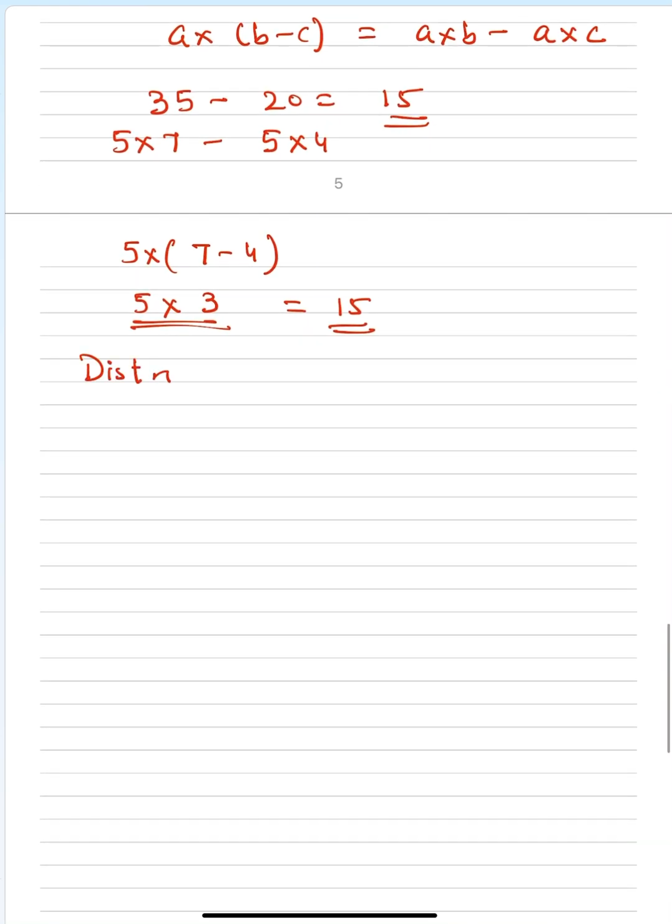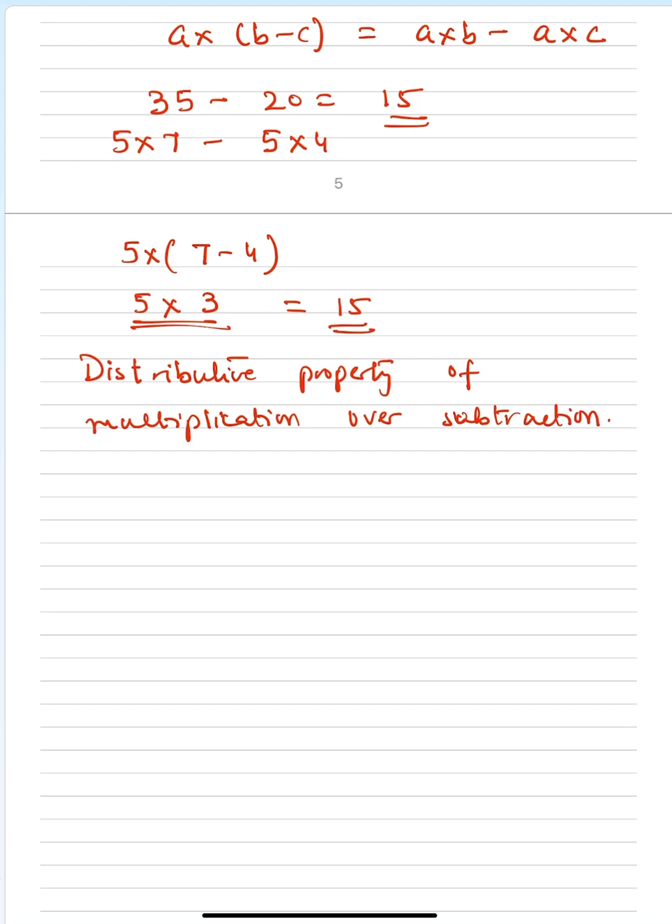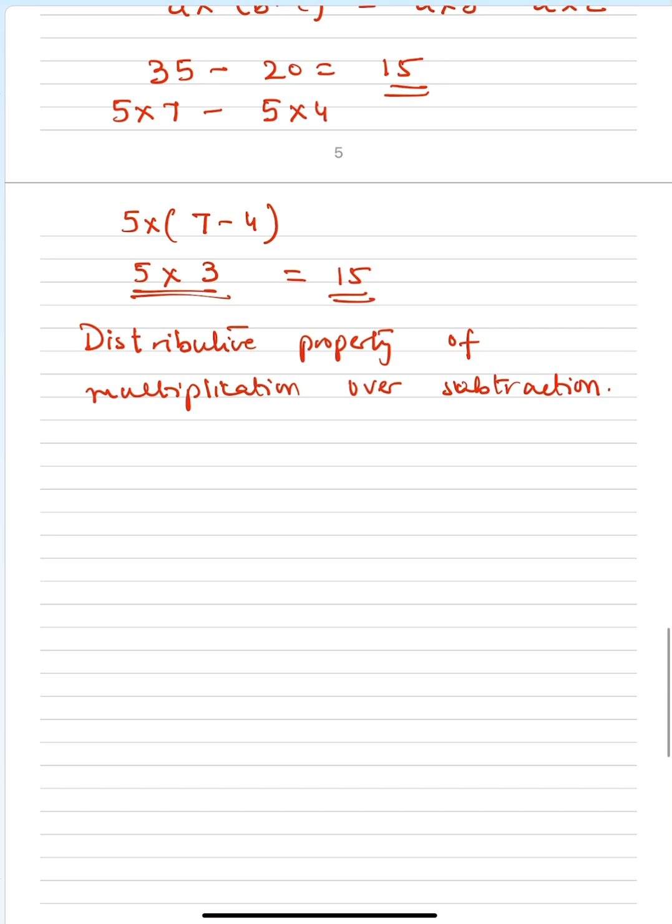Okay, so this is another property, and this is called the distributive property of multiplication over subtraction. Got it? This way we have to do these extra rules of divisibility. So please practice them, write them in a notebook, and I end my lecture over here.